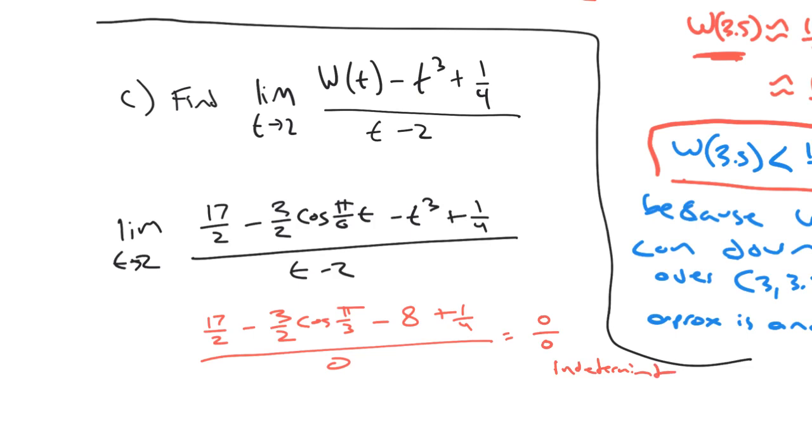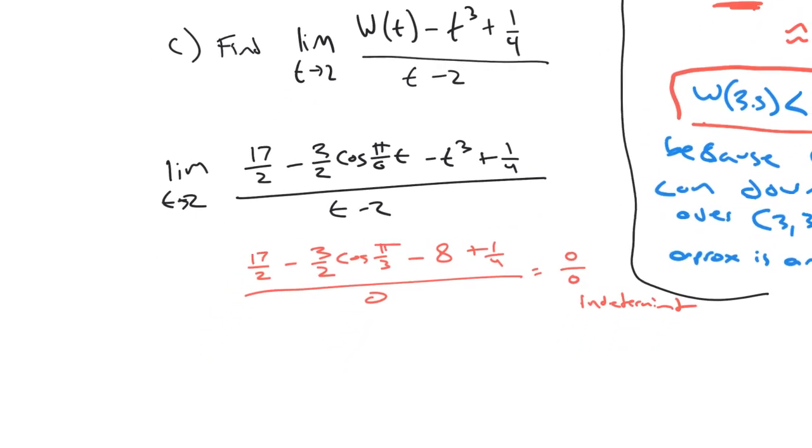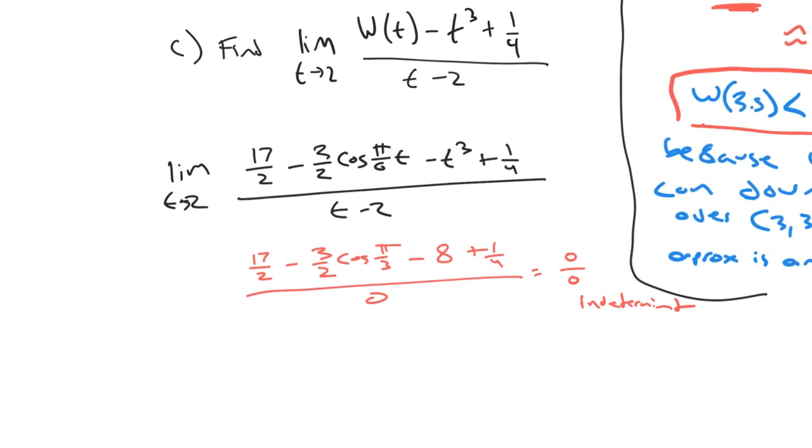And we just learned a nice new way to deal with an indeterminate form of a limit, and that is called L'Hopital's rule. So we are going to know that this limit is going to be equal to the limit of the derivative of the top over the derivative of the bottom. Okay, so the limit is going to equal the limit as t approaches 2 of the derivative of the top.